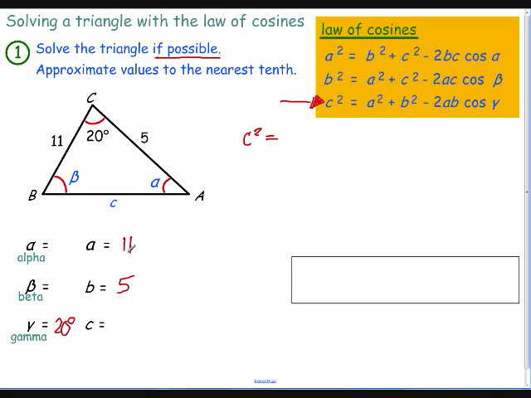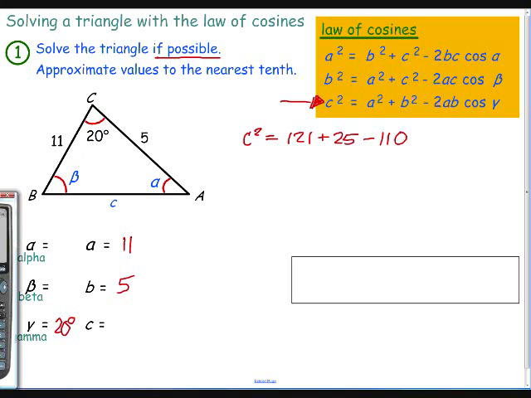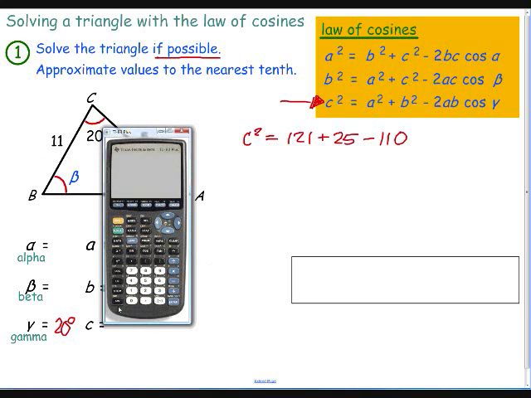is going to equal 11 squared, or 121, plus 25, minus, now 2 times A times B, that'd be 55 times 2, or 110. Did I do my arithmetic right? And then the cosine of 20 degrees. So that one we're not doing in our head, are we?